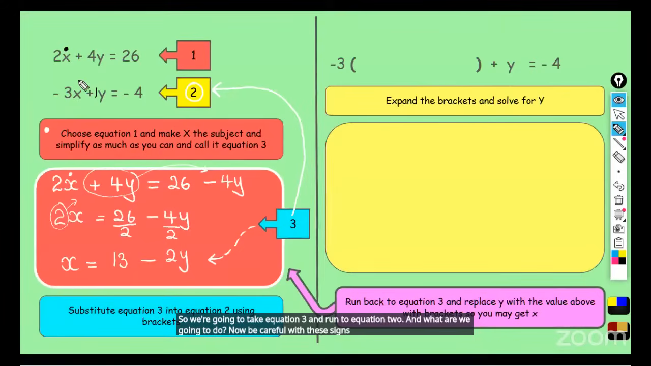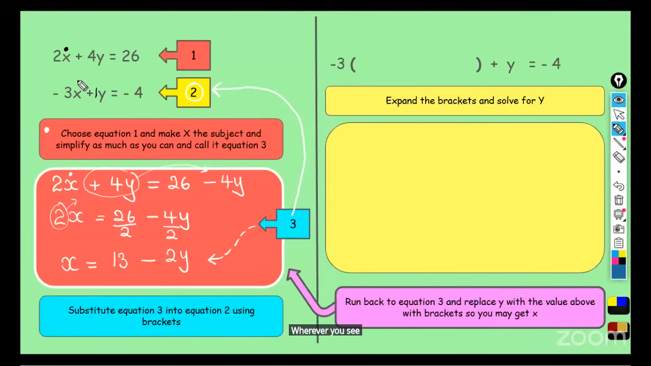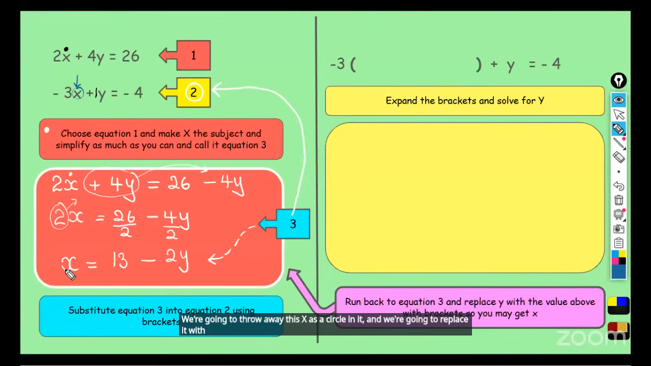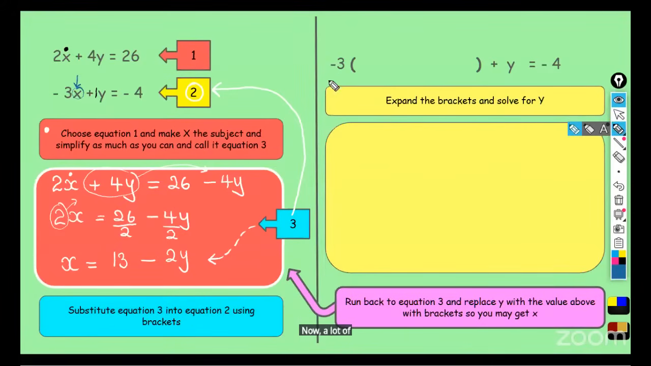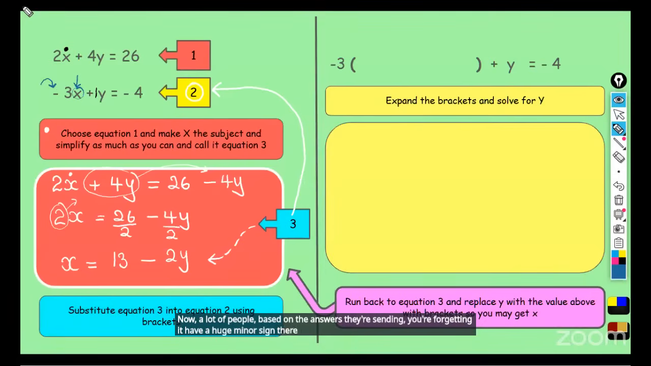Wherever you see the letter x, we're going to throw away this x with a circle around it, and we're going to replace it with 13 minus 2y, because x is the same thing as 13 minus 2y, like how $1 is equal to 4.25. Now, a lot of people, based on the answers they're sending, you're forgetting there's a huge minus sign there. That's minus 3. You just can't throw away the minus sign like it's not important. That minus sign belongs to the 3. That's his property, right? So you can't throw him away. Just letting you know.